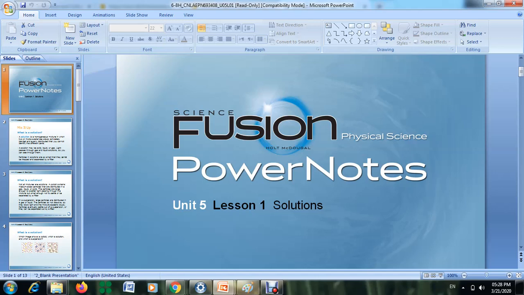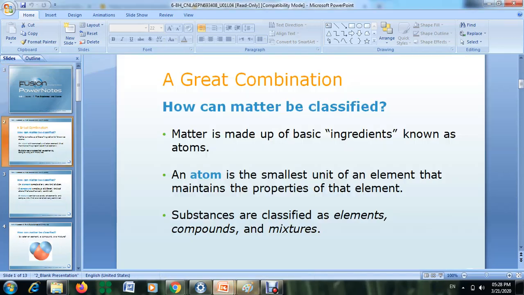To understand what a solution is, we want to know what it is exactly. Is it a mixture? Is it an element? Or is it a compound? To understand this, I want you to think about how matter can be classified first. Matter is made up of basic ingredients known as atoms. The atom is the smallest unit, as you know, the building block for all matter.